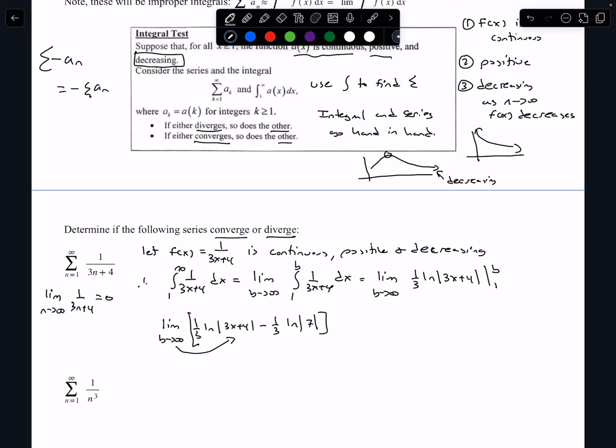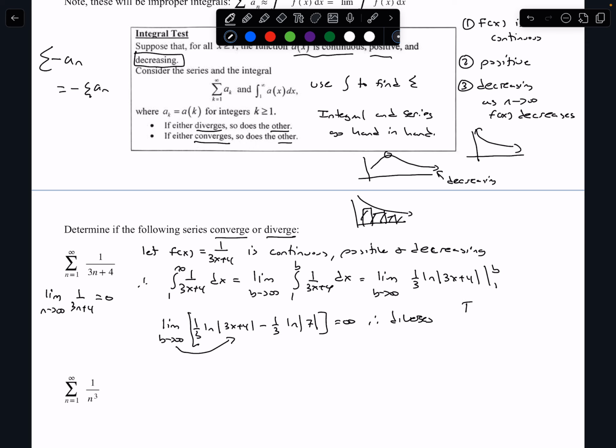Now, if we let b go to infinity, what happens? Well, natural log of infinity is just infinity, so this is infinity. So therefore, this integral diverges. Well, what does it mean for our series? Well, remember, we're looking at area right here. So what it's saying is that the area here grows forever. So if my integral is going to go forever, and we know because of Riemann sums that those rectangles will be less than my area underneath, the series must also diverge.